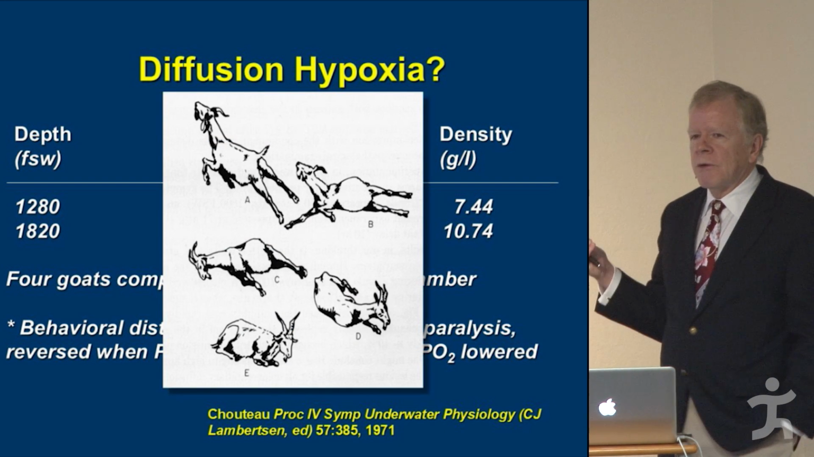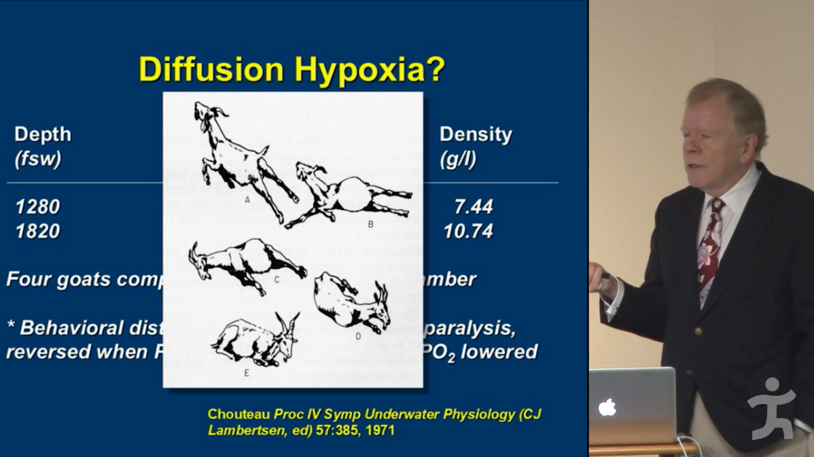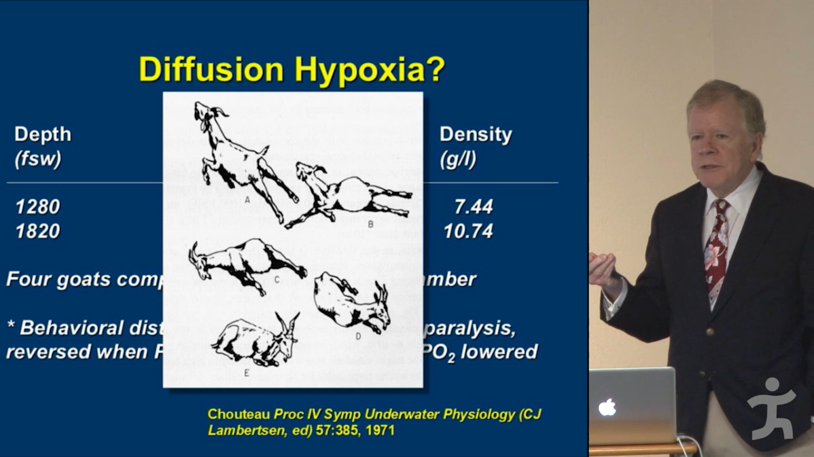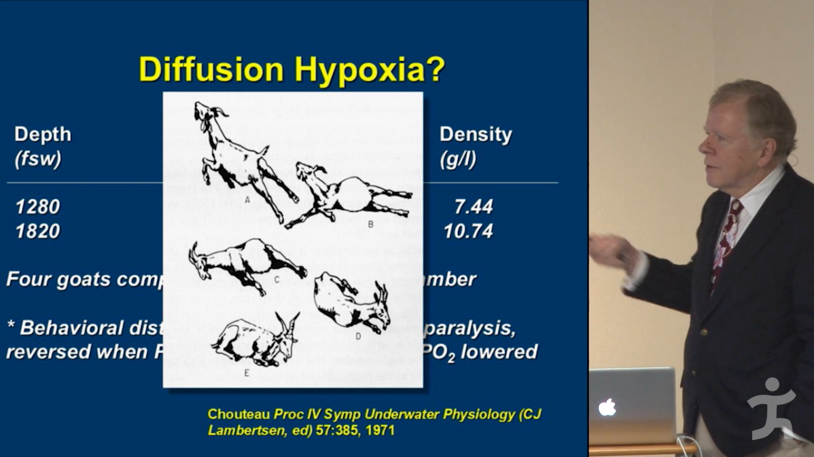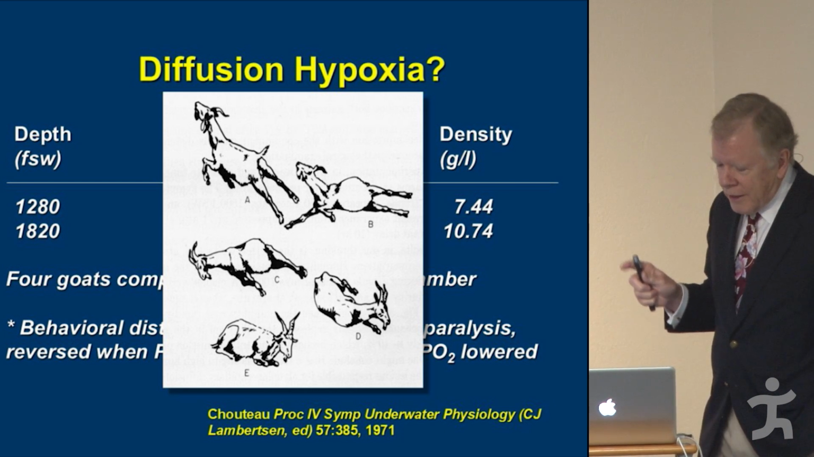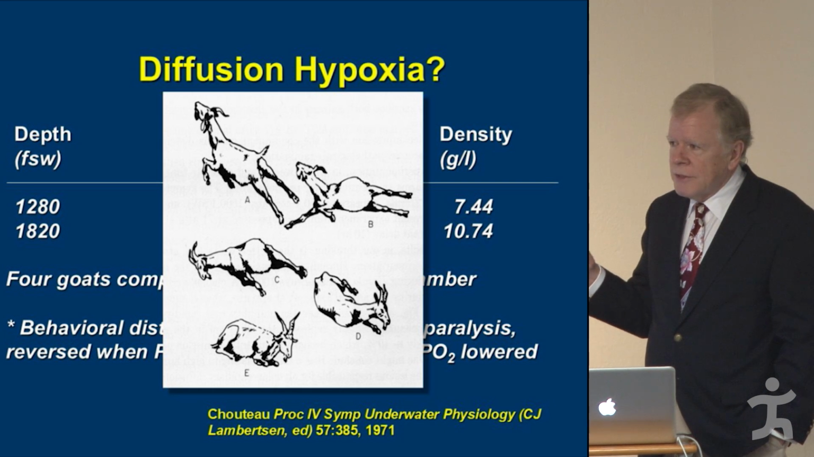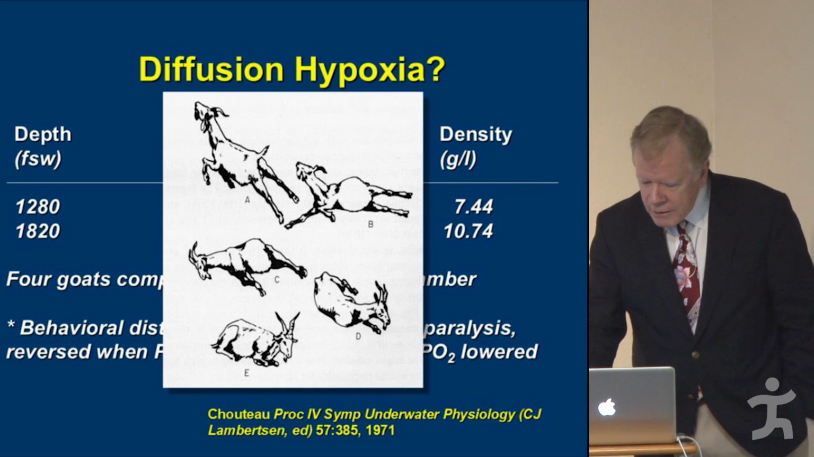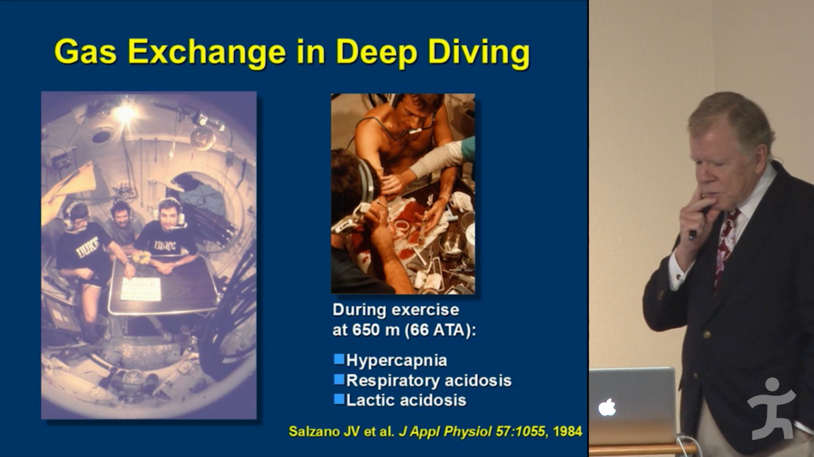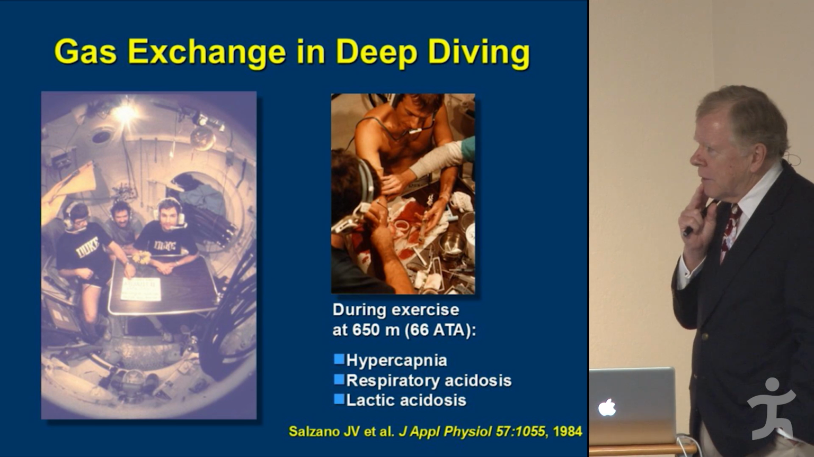Now, he didn't take a photograph, he didn't take any movies, but he drew a picture of what the goats looked like, and you can see these goats are really acting weird. He then added some oxygen to the chamber, and all the goats got up and looked absolutely fine. This was called the Chouteau effect. And this governed the amount of oxygen for the next 20 years inside deep hyperbaric chambers until Dr. Salzano, who was a mentor of mine at Duke, decided, well, what we need to do is actually measure the amount of oxygen in the blood.